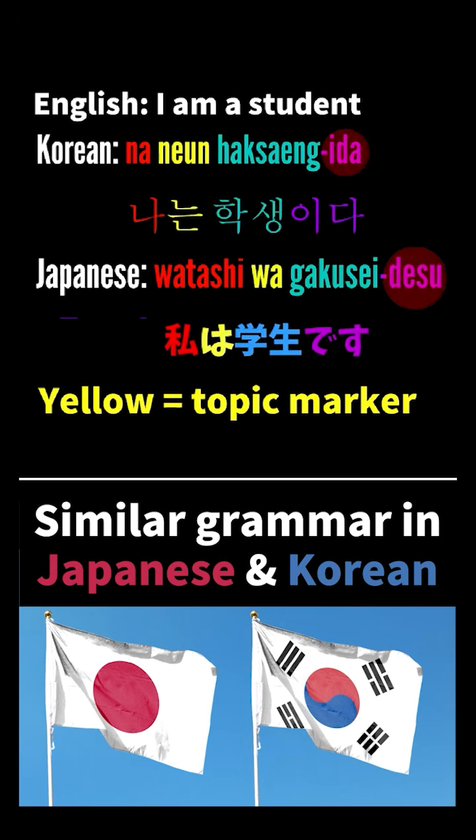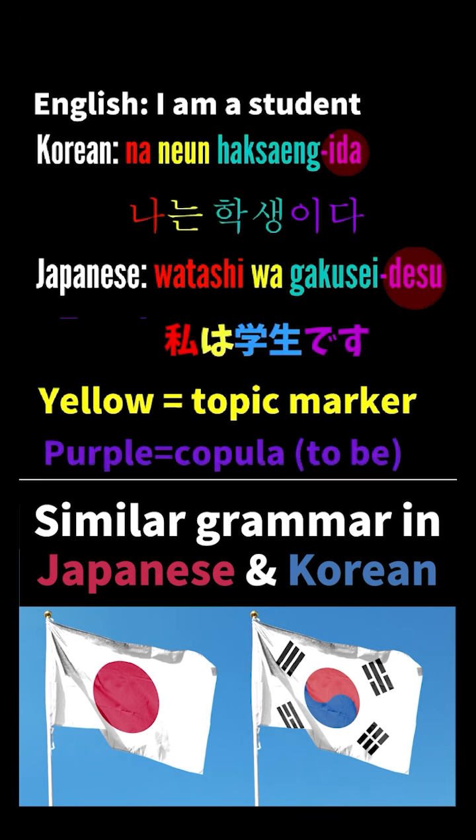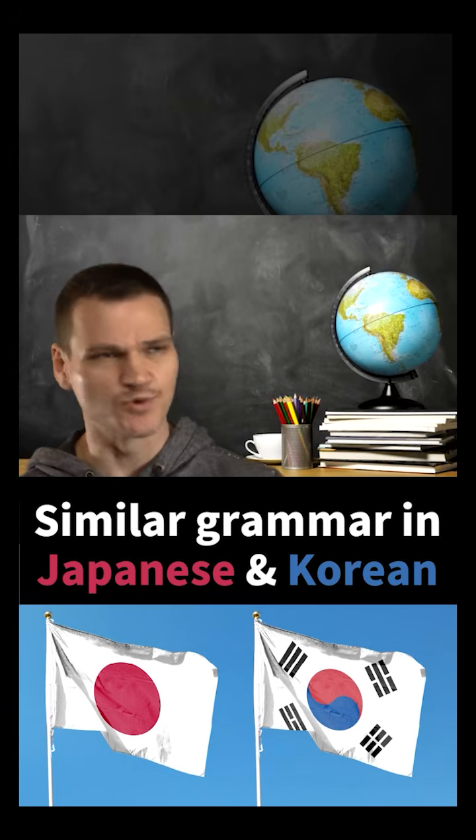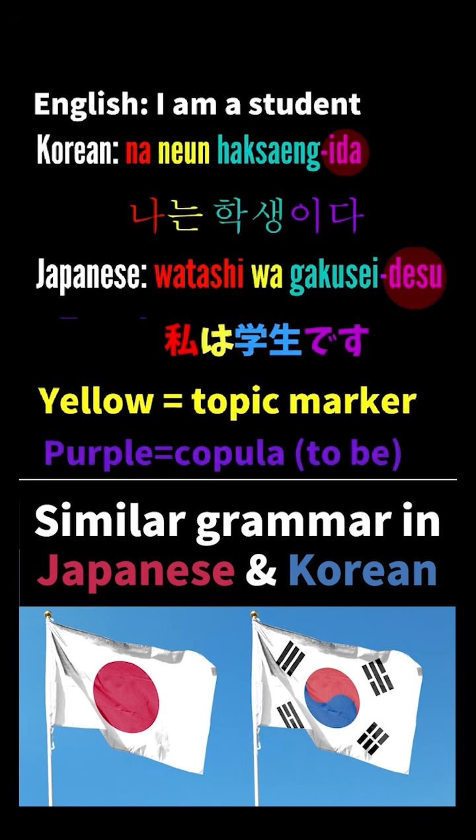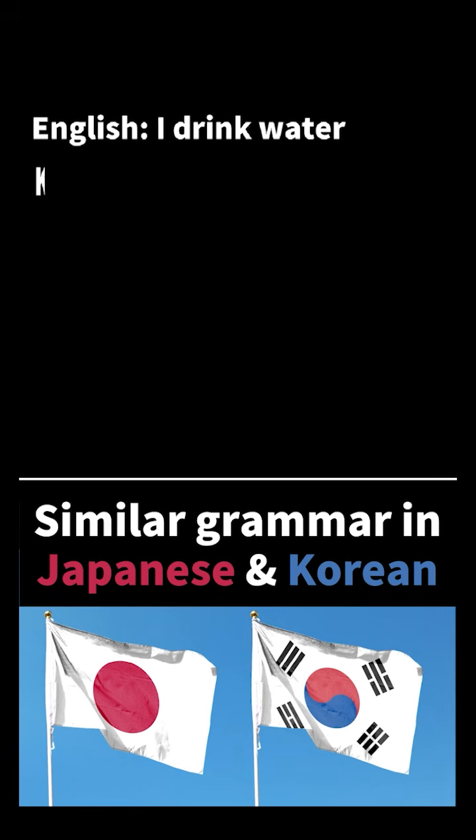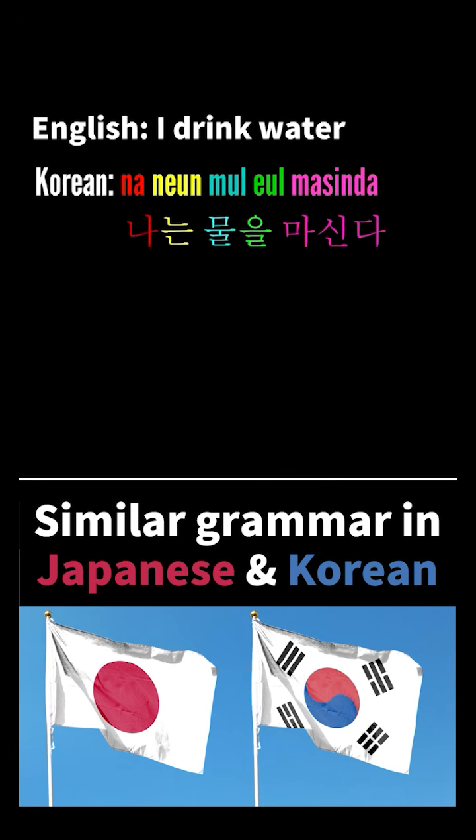Another thing I want to point out is the last word in each sentence. In Korean, it's ida, and in Japanese, it's desu. In both cases, that's like a copula, like the word is in English. So in both Japanese and Korean, this is a standalone word that is placed usually at the end of the sentence. In Korean, 나는 물을 마신다.